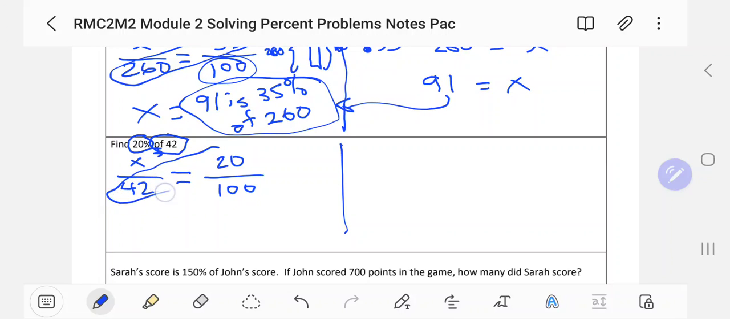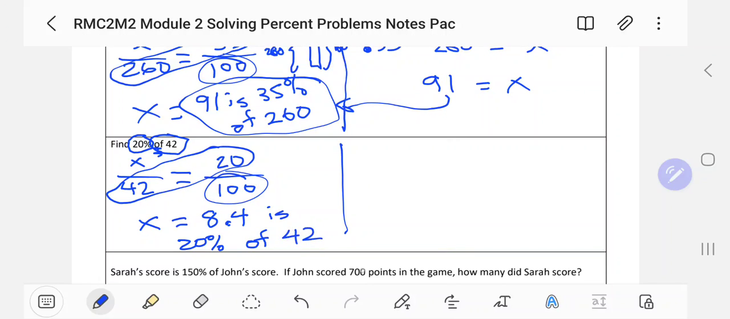All right. And what do we do? Cross multiply and divide. And rock and roll, we get 8.4. So 8.4 is 20% of 42.